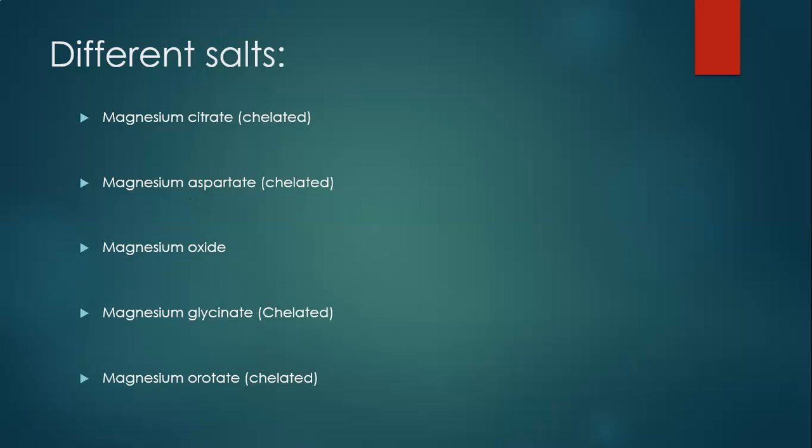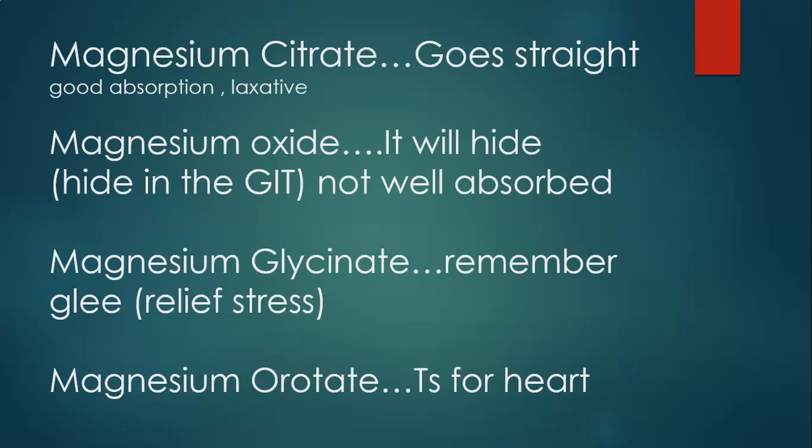Alright, back again to the different salts. As we mentioned, there is the magnesium citrate, the chelated, magnesium aspartate, magnesium oxide, magnesium glycinate, and magnesium orotate. So let's talk about the difference between the salt characteristics, and I'll give you some keywords or mnemonics just to help you memorize these differences and help you to recommend different products in different cases.